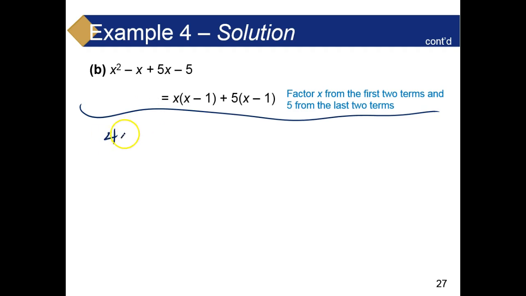4a squared minus bc squared minus a squared b plus 4c squared. What would you do to that? Group it. How would you group? Okay, the first two and the last two. Okay, now what?